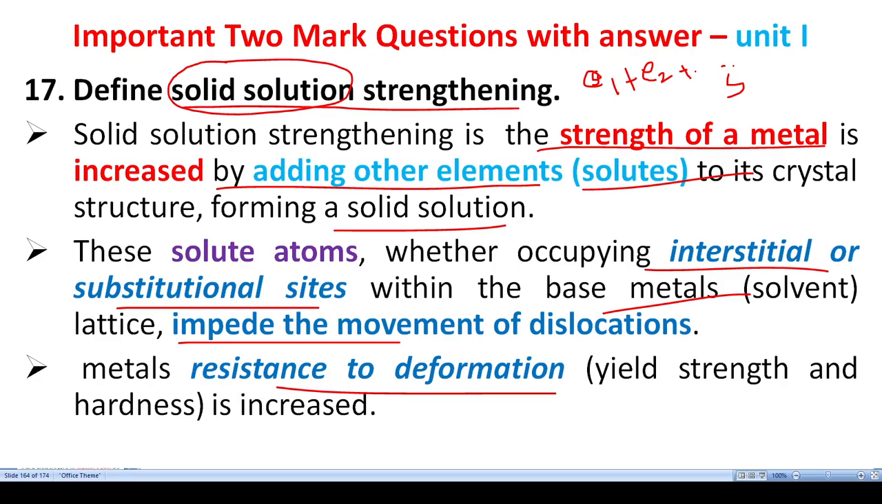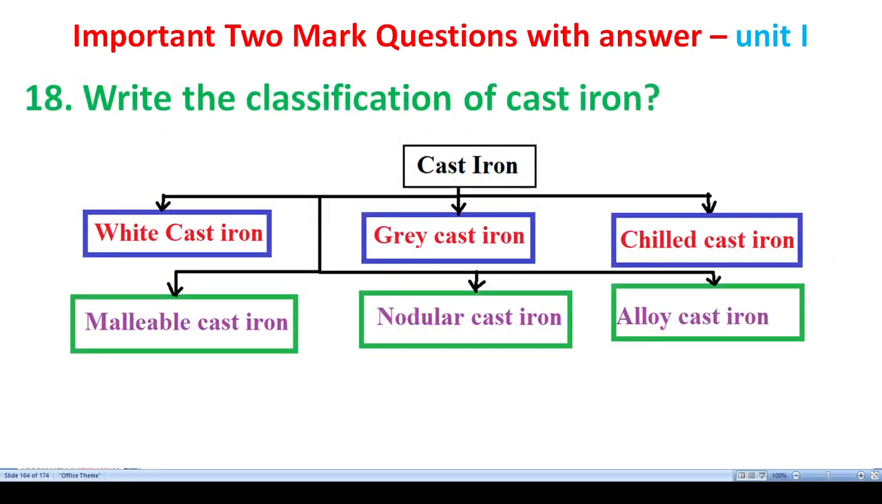Next, write the classification of cast iron. Cast iron is classified into six: white cast iron, grey cast iron, chilled cast iron, malleable cast iron, nodular cast iron, and alloy cast iron. These are the six classes.